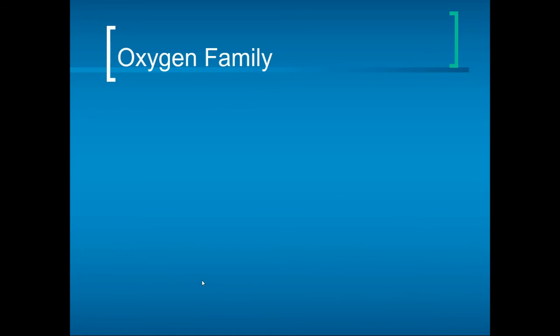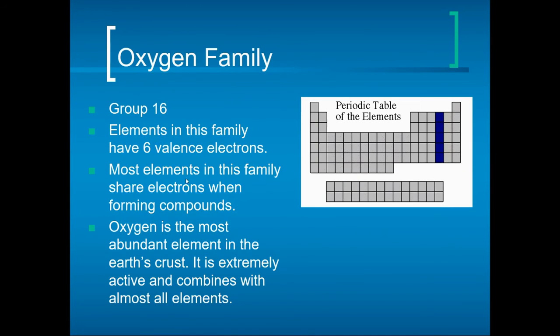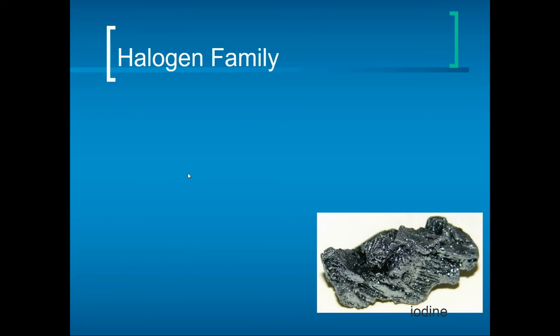Next family, group 16, is the oxygen family. It's got oxygen on the top. These guys have 6 valence electrons, so if they're going to get a charge, they're going to get a charge of -2, because they're going to gain 2 electrons. Most elements in this family share electrons when they form compounds. Again, these are covalent bonds. And oxygen is the most abundant element in the Earth's crust, and it's extremely active and combines with almost all elements. Oxygen loves to combine, loves doing reactions. Very friendly element.